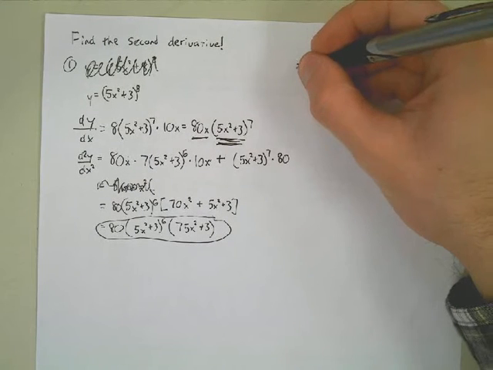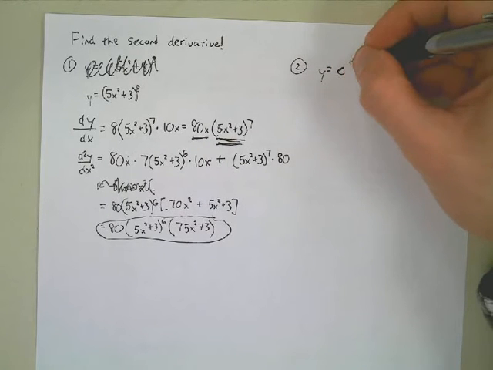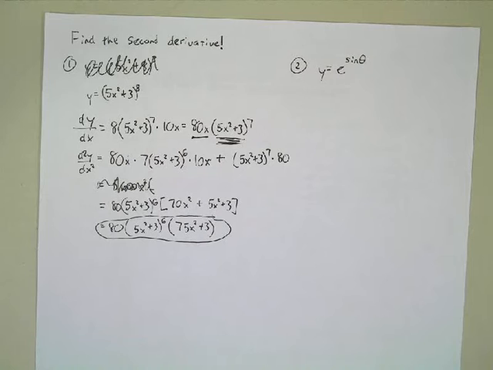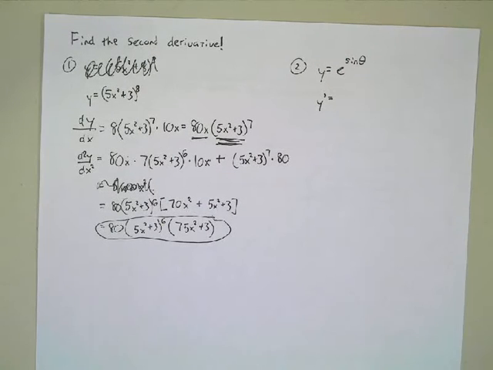y equals e to the sine of theta. So right now, take like 2 minutes and just take the first derivative of that. And then if you're feeling it, go ahead and do the second derivative. But do the first derivative. I'll give you like 30 seconds, maybe 60 seconds, a minute. And then we'll get someone to give me the first derivative.